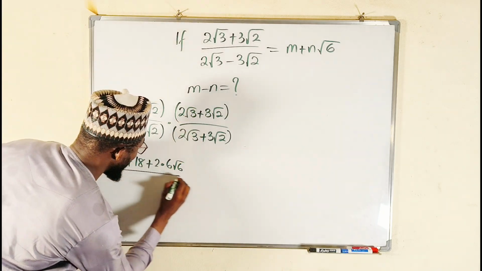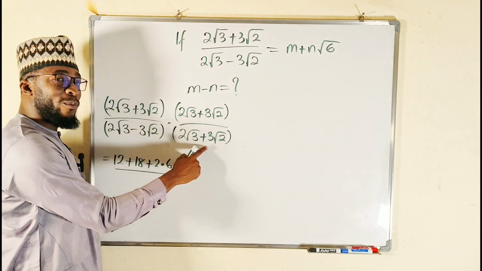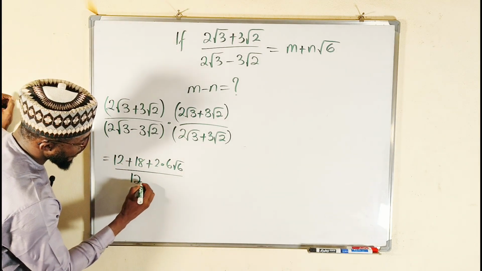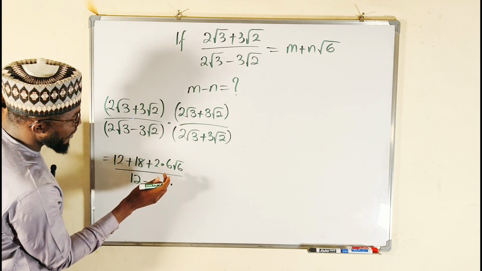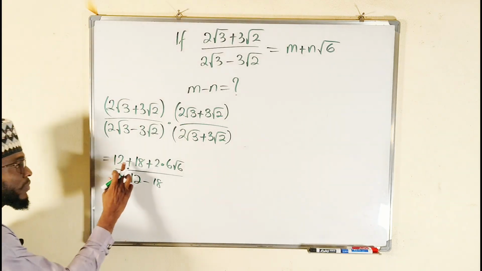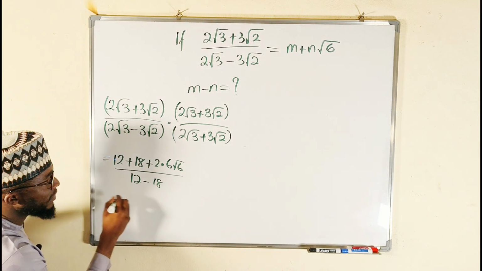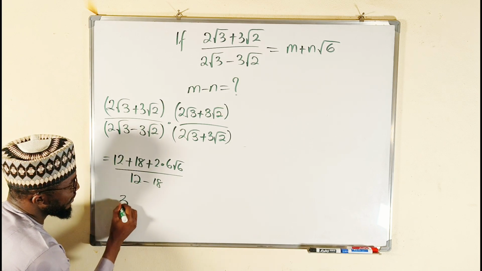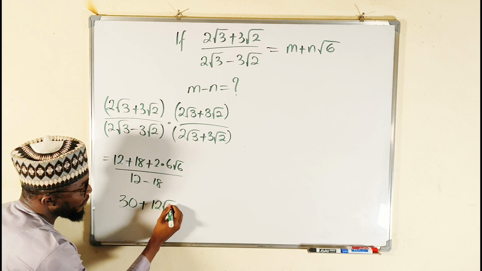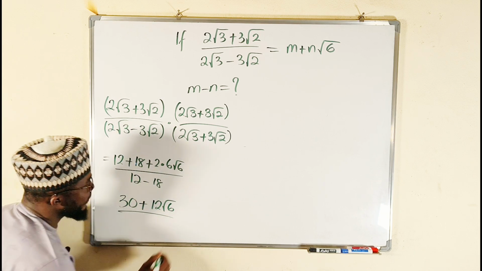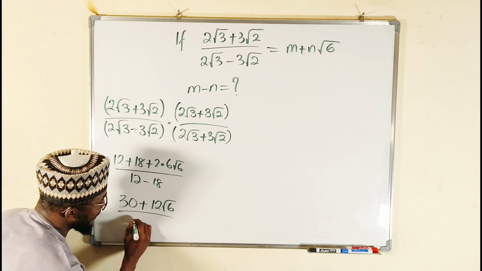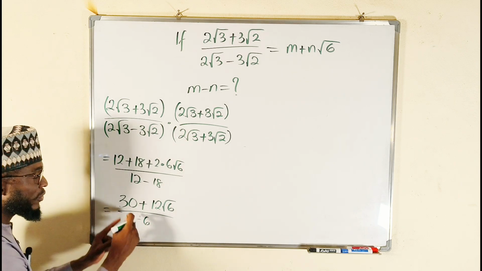And at the bottom is going to be what? Difference of two squares. We have minus, we have plus. You take the first term, you square that. If you take this, you square that. That will give us 12 minus, if you take this, you square that, that will give us 18. Let us further break it down. If you add this to this, you're going to get 30. So 30 plus 2 times 6 is 12√6, divided by 12 minus 18, which is what? Negative 6. Negative 6. And we're going to distribute it over this and this.